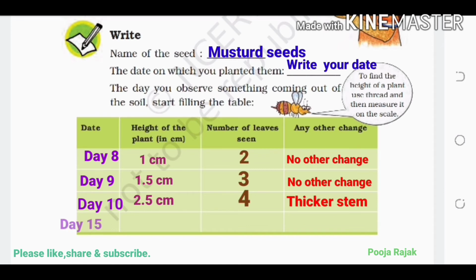Now on day 15, the height of the plant will be 4 centimeter and the number of leaves seen will be 6. So is there any other change occur? Yes, the stem will become more thicker, okay? So there is a more thicker stem. I hope it is clear to you now. Now let's move on to the next slide.